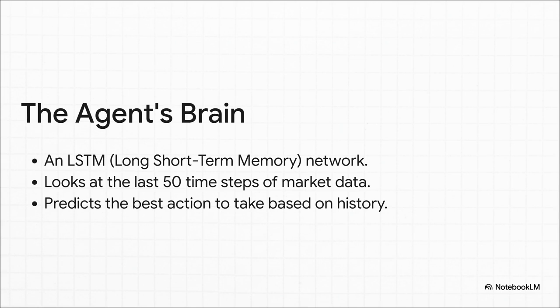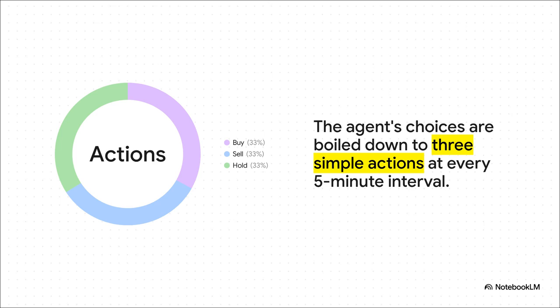What it does is look at the last 50 price points. That's about 4 hours of market history. And from that, it tries to make a single prediction. What's the one move I can make right now that will give me the biggest payoff down the road? And you know what? Its choices are dead simple.